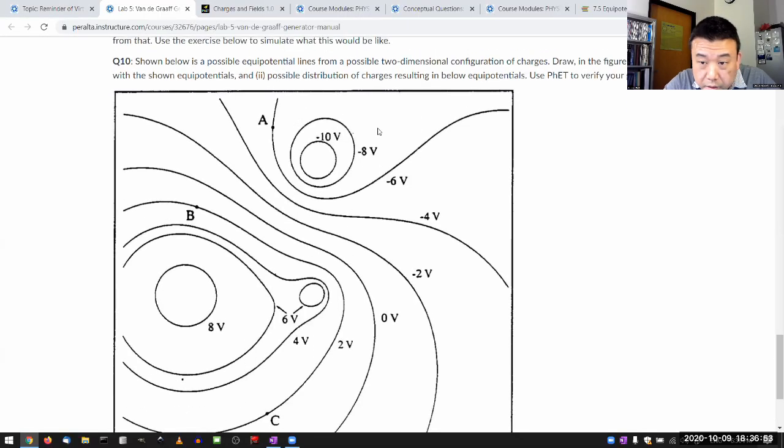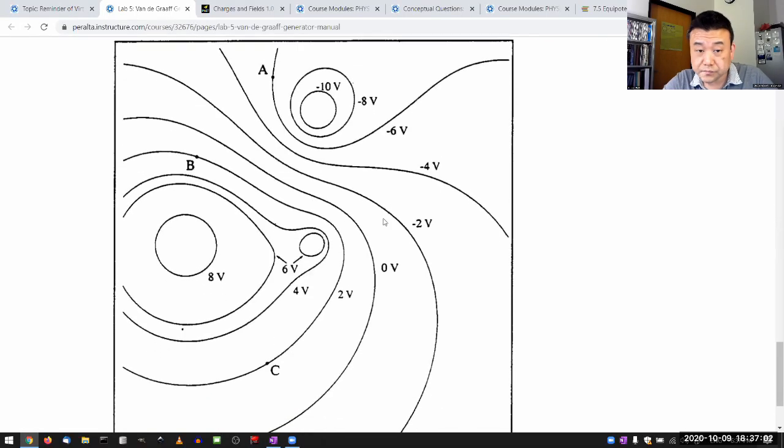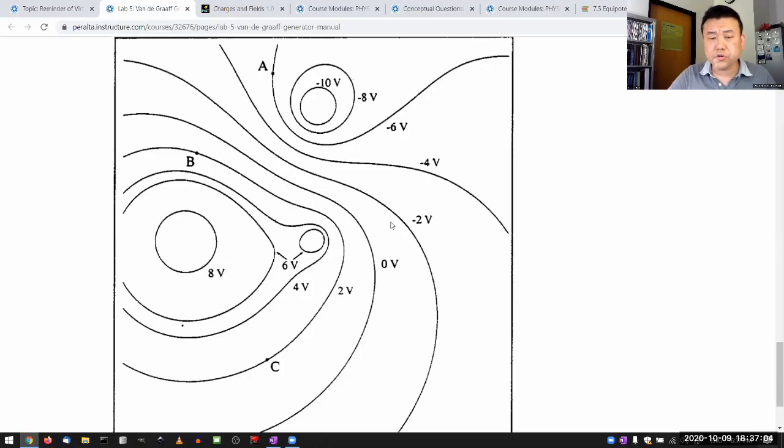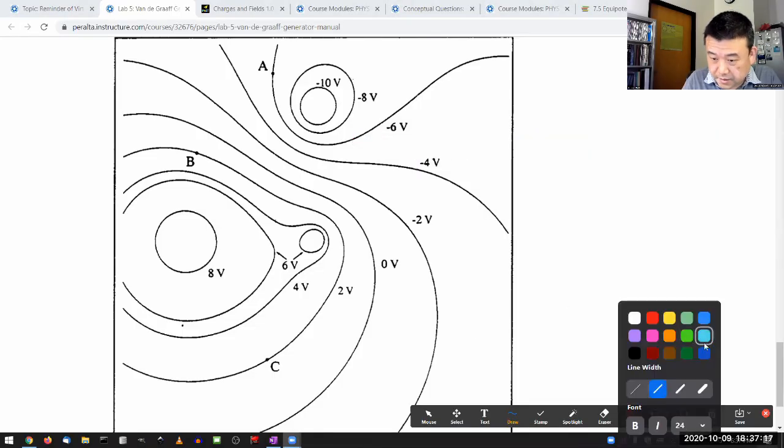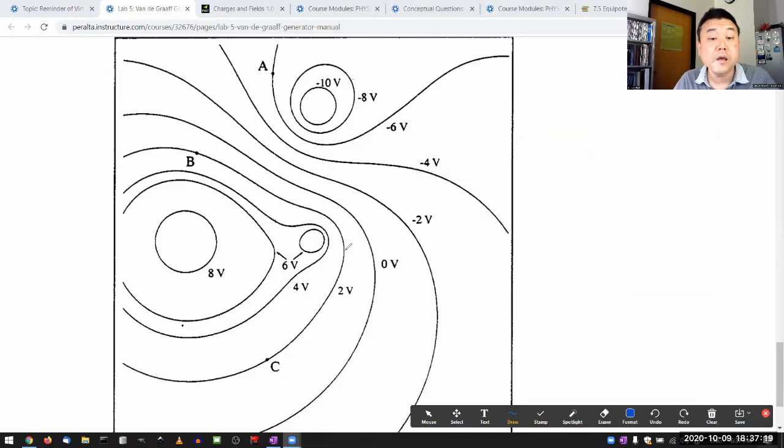And here, if you look at the question, drawing the figure consistent with the shown potentials and a possible distribution of charges. So looking at this, let me draw the electric field lines that would appear. Let me use the same color I've been using for electric field. What you first have to know is that electric fields go from the positive potentials, or the more positive potentials, to more negative potentials.